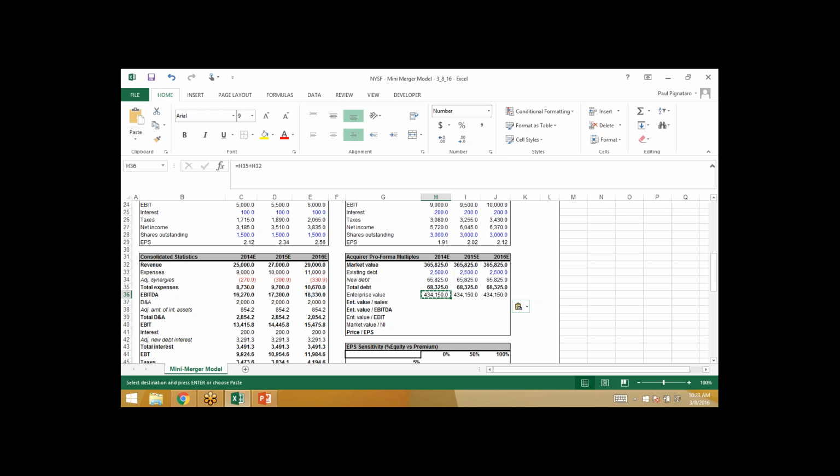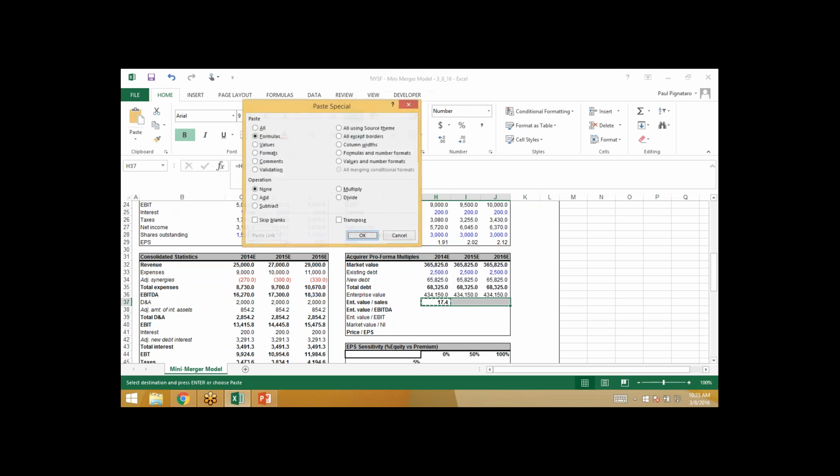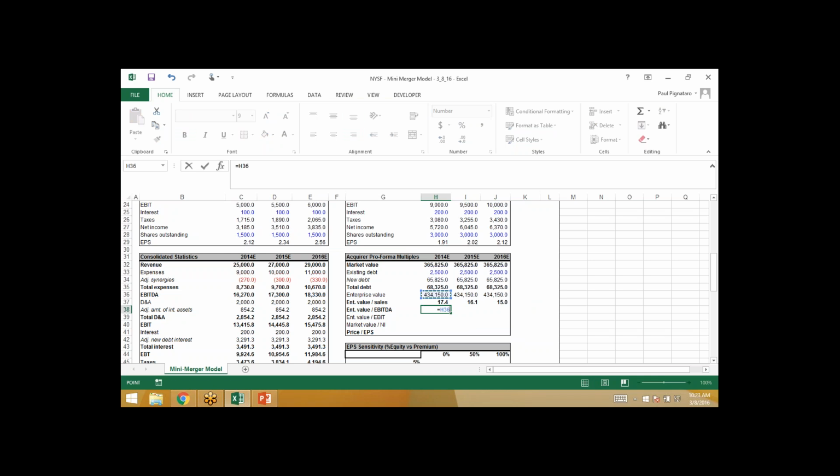Okay? And with this market value and enterprise value, we can now run multiples. Enterprise value to sales, but this is based on the combined company sales. Enterprise value to EBITDA, combined company's EBITDA. EBIT, combined company's EBIT. Make sure you're getting that.